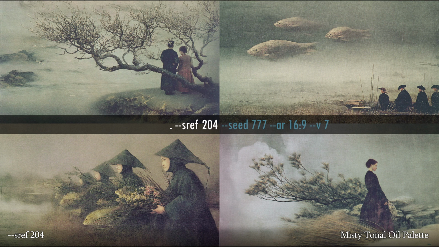204. Misty tonal oil palette. Muted greens and foggy textures create a haunting, dreamlike mood. Everything feels distant and still, as if pulled from a forgotten memory or a surreal 19th-century painting.